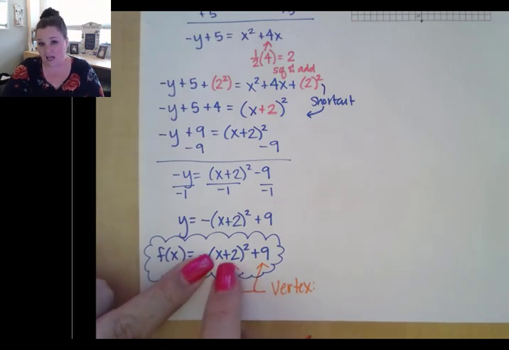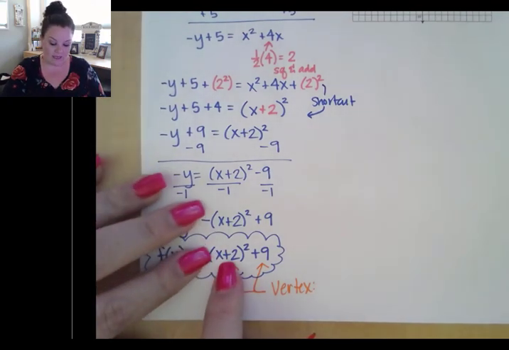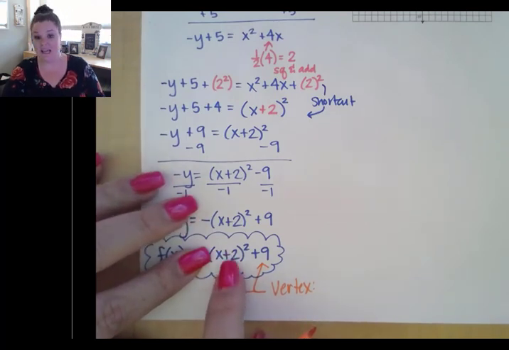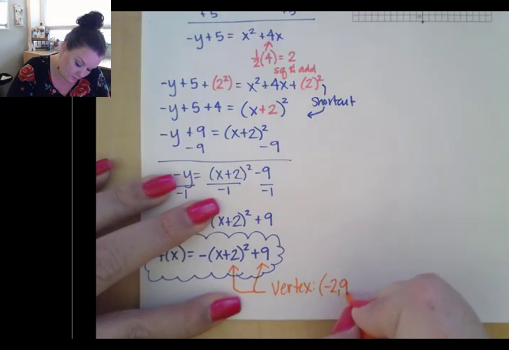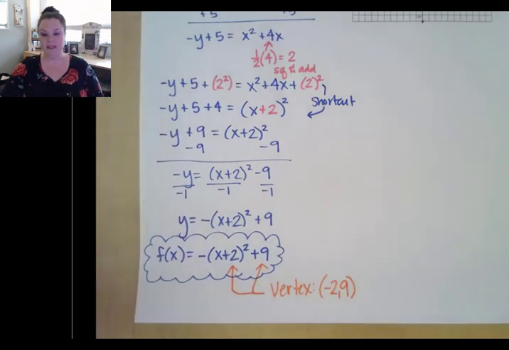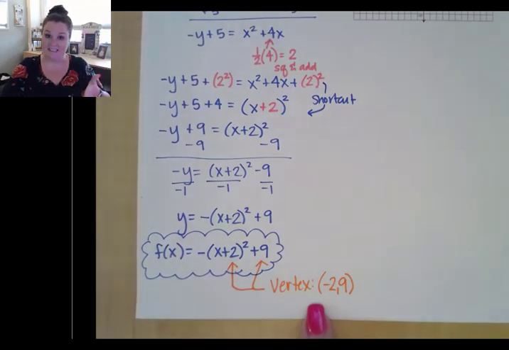So if it's a plus, in order for it to be a plus, we would have had to have subtracted a negative, right? Or you can think about how x's are backwards, right? If it looks like a +2 inside the function, that actually moves us to the left. So moving us to the left puts us at -2. -2, 9.